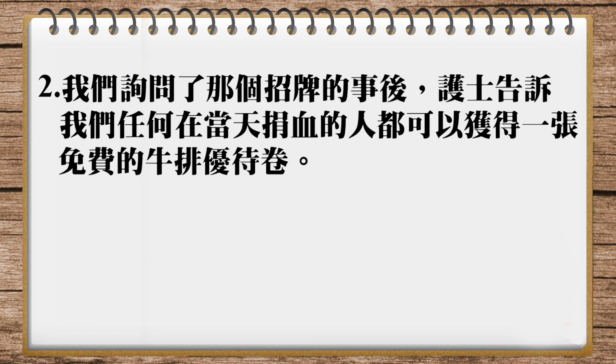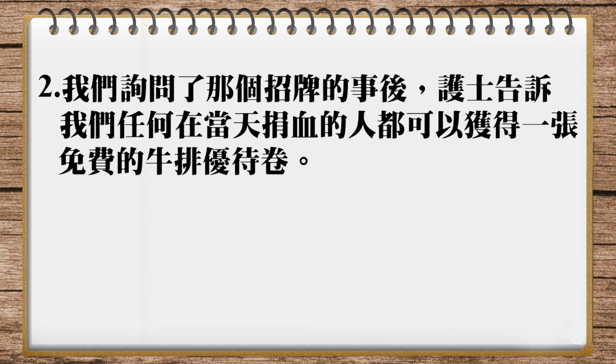and she told us that anyone donating blood that day would receive a coupon for a free steak. Very good. Here's my translation. When we asked about the sign, the nurse told us that everybody who donated blood that day would receive a coupon for a free steak or a voucher for a free steak.